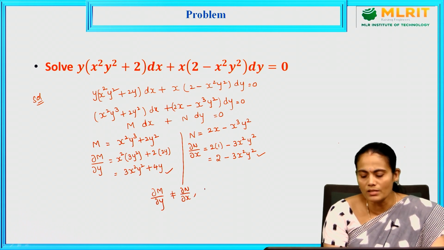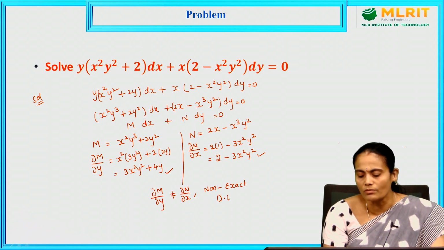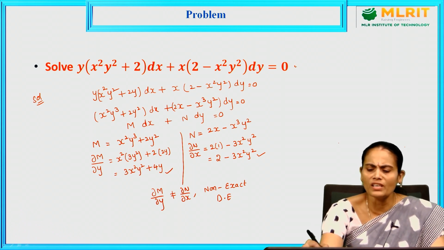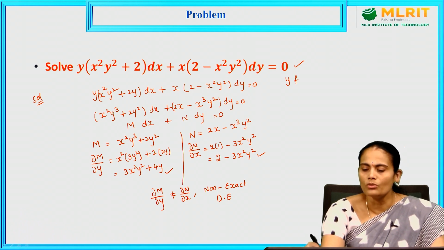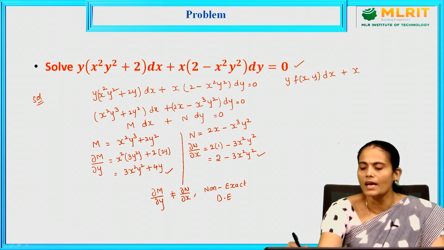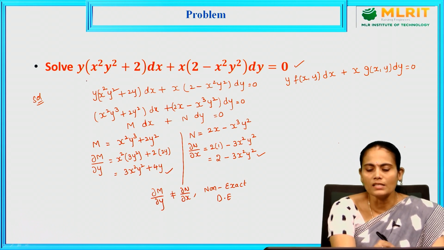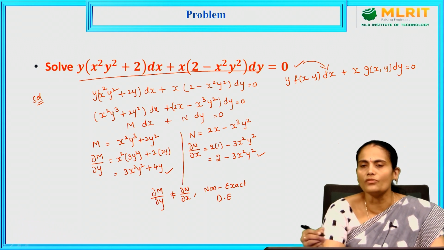So this differential equation is a non-exact differential equation. And now we will find out what is an integrating factor. First observe the given differential equation. So now the given differential equation is of the form y into f of x comma y dx plus x into g of x comma y dy is equal to 0. So clearly this differential equation is of the form.